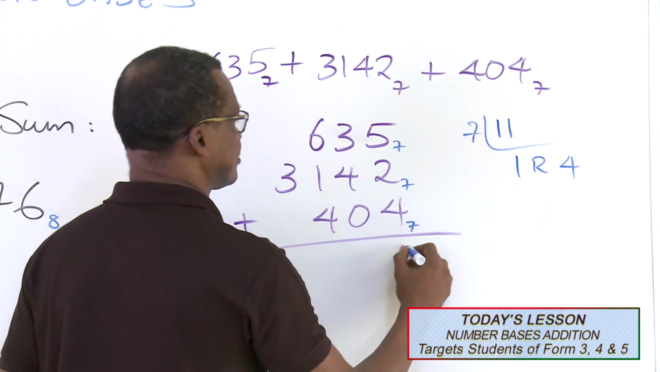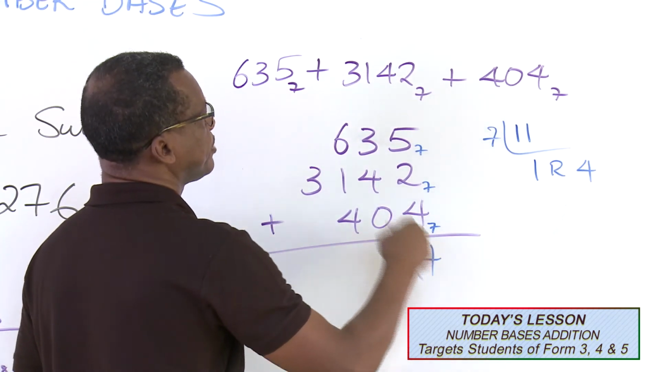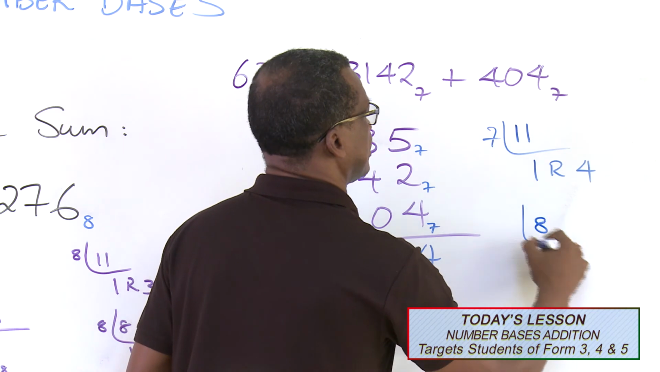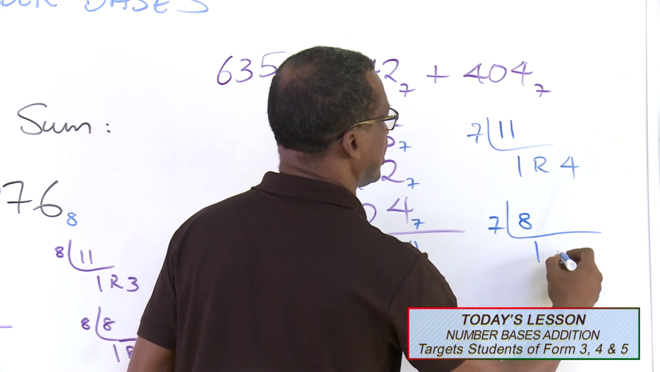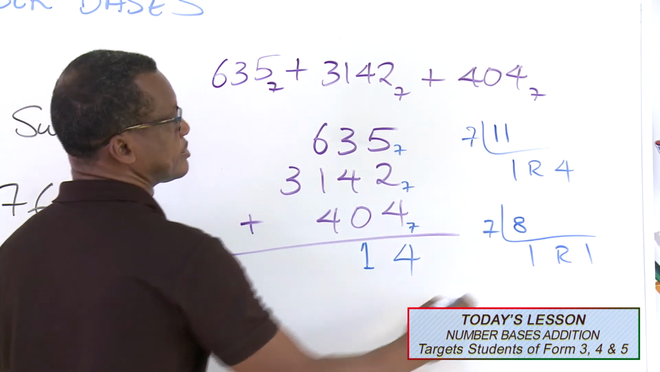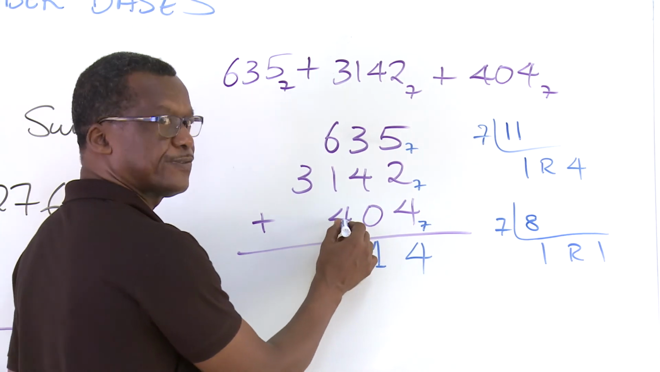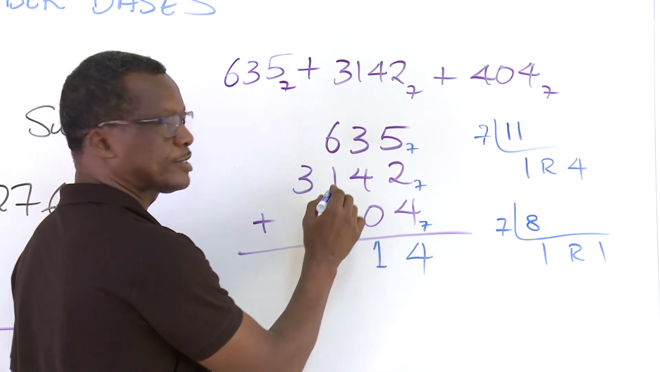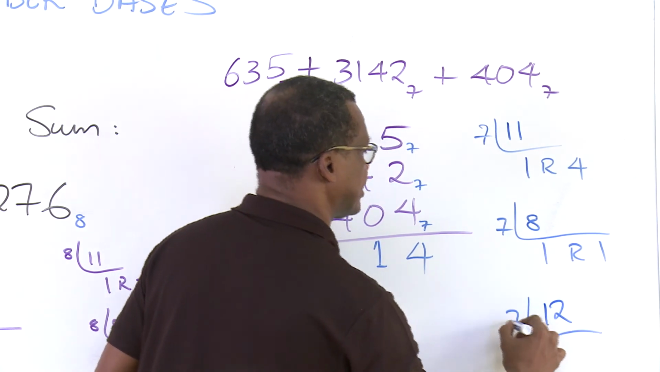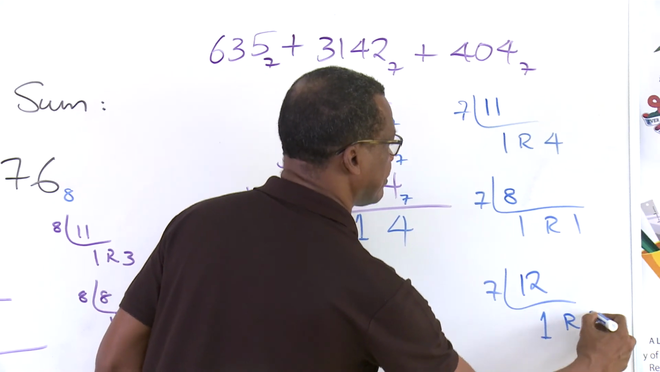The remainder is written down. The 1 is carried to the next column. 1 plus 4 is 5 plus 3 is 8. 8 has to be divided by 7. That's 1, remainder 1. The 1 is written down. The quotient is now carried. 1 and 4, 5. And 1 is 6. And 6 are 12. So 12 has to be divided by 7. 7 into 12 is one group of 7 and a remainder of 5.